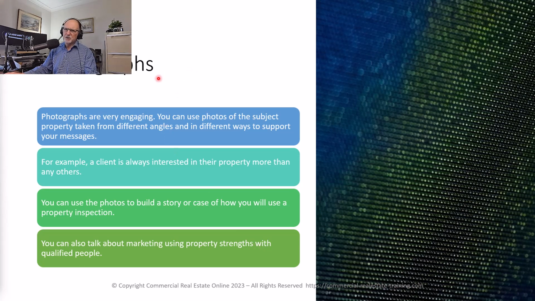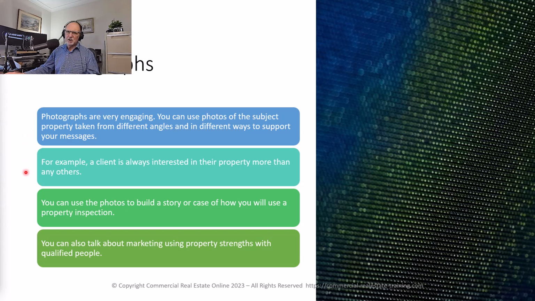The next point I want to talk about is photographs. Of course, photographs are very engaging, and you can use photographs of the subject property taken from different angles and in different ways to support your messages. So this says that you should go to the property, take plenty of photographs of the feature points, how you will take people through the property, the things that you will show, the things that you will do, the things that you will see and talk about.